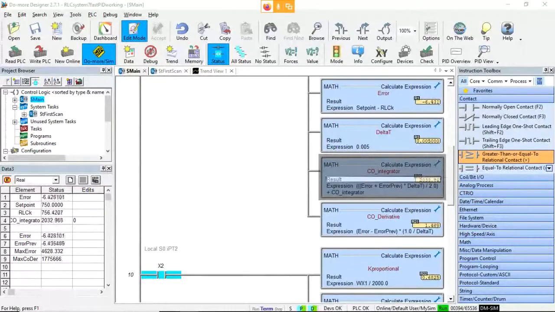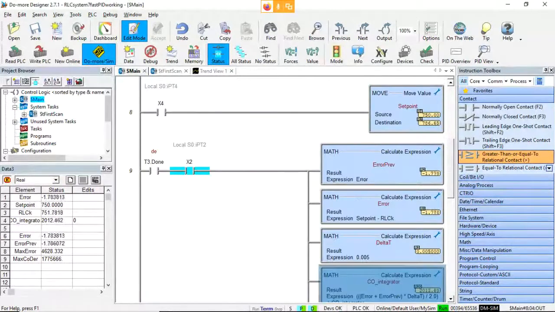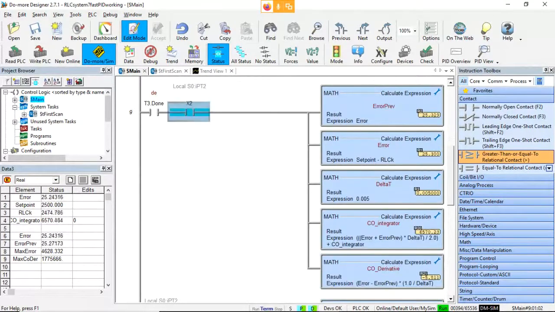Okay, so the key points to the PID controller are that the integral piece and the derivative piece are tied to delta t. So you have to have some kind of timer piece, because we're doing the calculation only when the timer is done. All right, and then I had x2 turning on the control. And so when the timer is done, I am doing basically 5 steps.